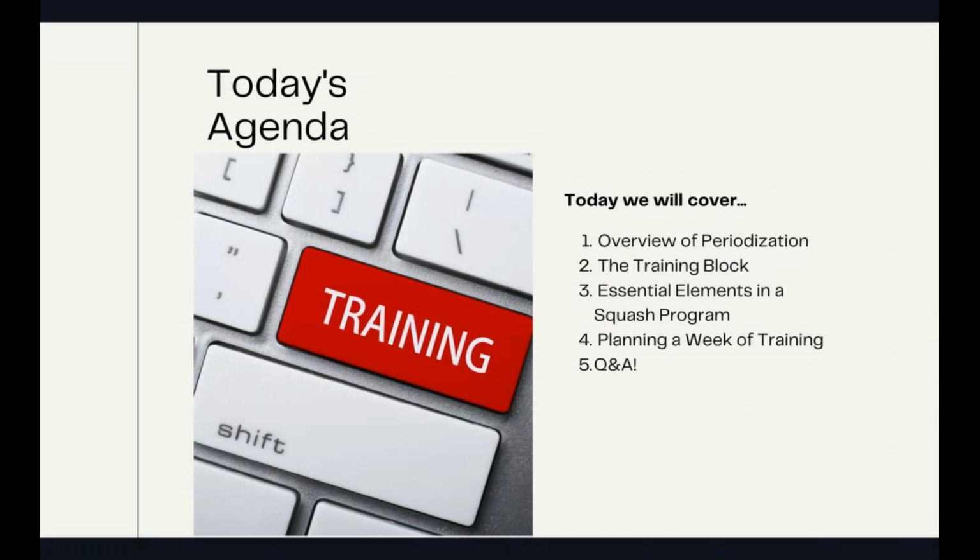So you can see here, we're going to quickly go over periodization. We're not going to focus on it too much, but I just want to give you an idea as to how what we're talking about today is going to integrate into a monthly or a yearly plan. We're going to focus most of our time on the training block, so what your particular focus is going to be for a period of training. And then we're going to dive into the essential elements that you need in a squash training program. We're going to go through some examples, like I said, of how to plan a week of training. And then finally, we'll get to a Q&A if you've got any questions.